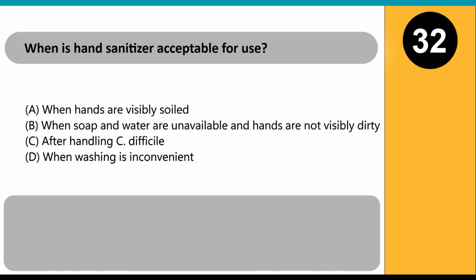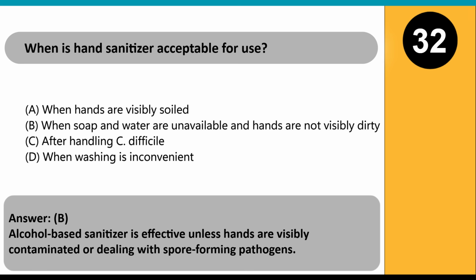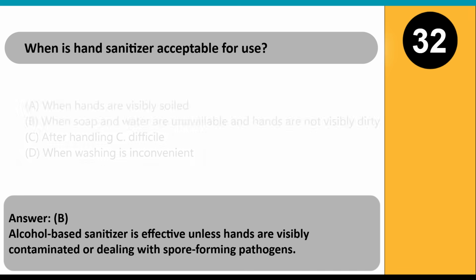When is hand sanitizer acceptable for use? A. When hands are visibly soiled. B. When soap and water are unavailable and hands are not visibly dirty. C. After handling C. difficile. D. When washing is inconvenient. Answer B. Alcohol-based sanitizer is effective unless hands are visibly contaminated or dealing with spore-forming pathogens.